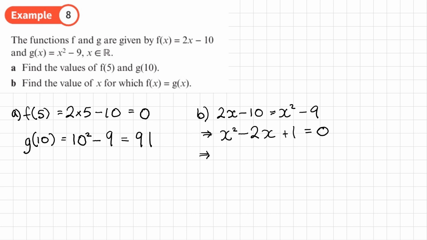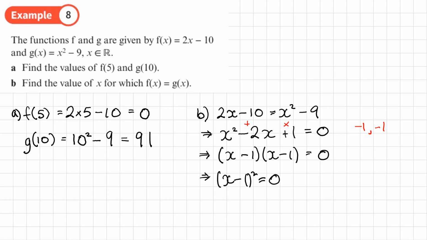I'll try factorising first. So I'm looking for two numbers that multiply to give me 1 and add to give me negative 2. So those two numbers are going to be negative 1 and negative 1. So my bracket is going to be x minus 1 and x minus 1, which I could also write as x minus 1 all squared. So either form is going to be easy to solve. X needs to be 1 in either case to solve that. So x is equal to 1.